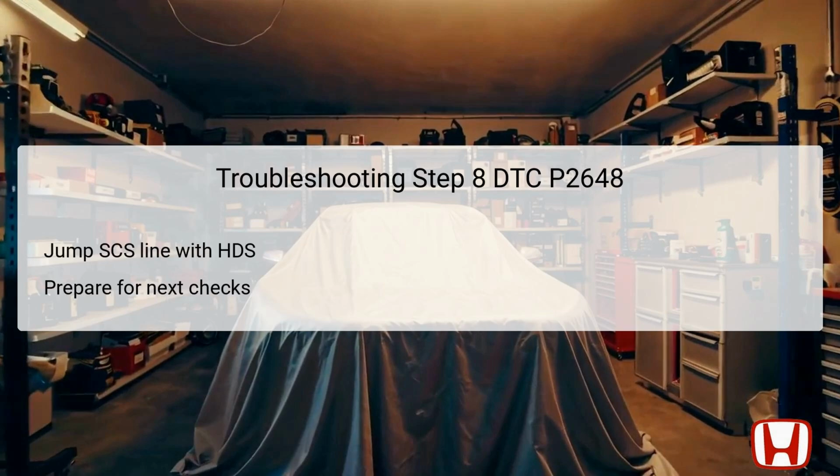In Step 8, the technician jumps the SCS service check signal line using the HDS. This action prevents any interruption in the diagnostic process while testing for faults within the circuit. By connecting the SCS line, you can ensure that the diagnostic system performs checks without interference. This is particularly important because any voltage or signal disruptions can lead to erroneous test results. Jumping the SCS line allows for focused testing of the electrical pathways without the risk of miscommunication between components.